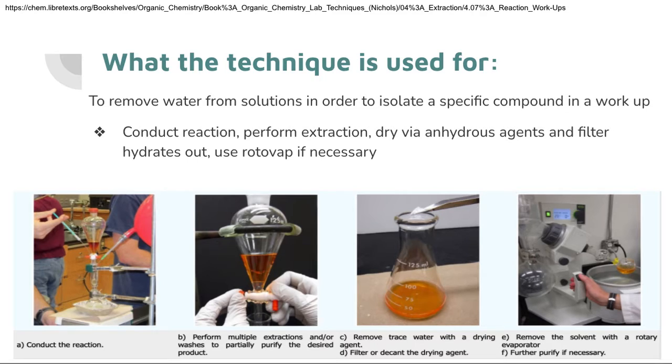You would use these in the process of a workup. First you would conduct a reaction, perform extractions to purify the product, and then use the anhydrous agent to remove trace amounts of water from the solution, leaving the solvent and the product. And then you would remove the solvent with a rotovap.